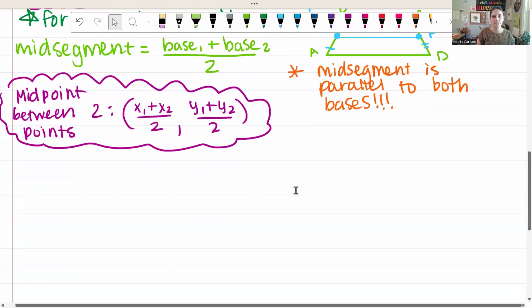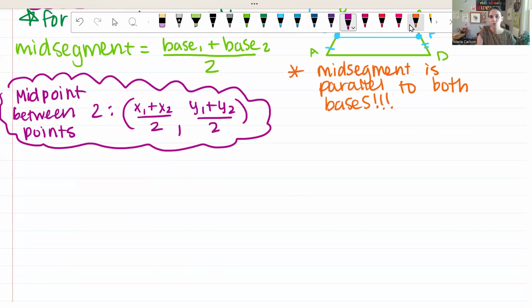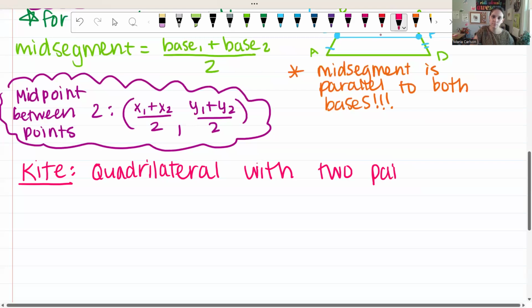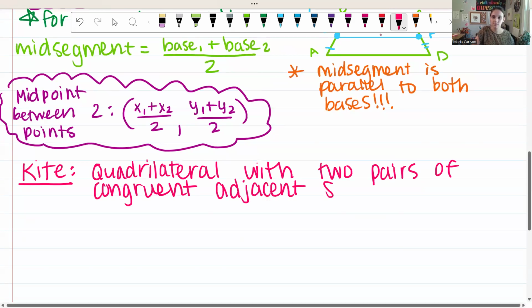All right, let's talk about kites. I like kites. Kites are fun. A kite is a quadrilateral, has 4 sides, and it's a quadrilateral with 2 pairs of congruent adjacent sides. Congruent adjacent sides.